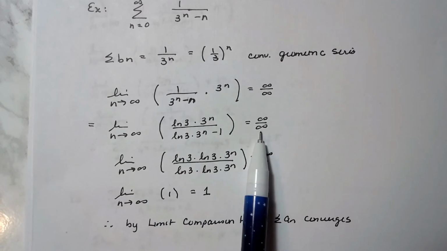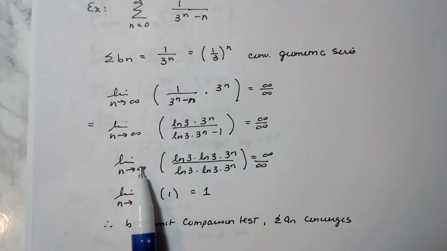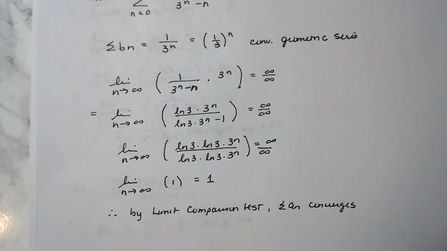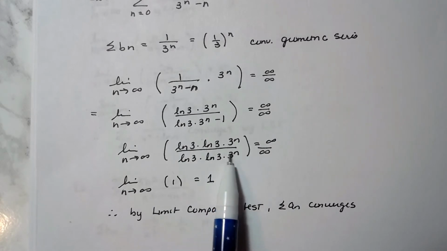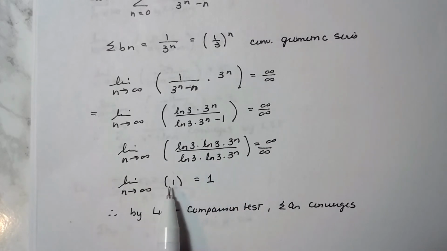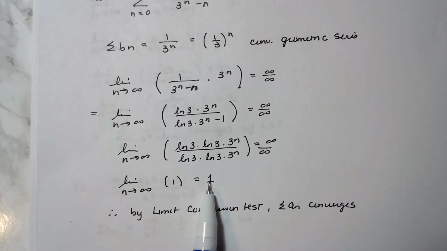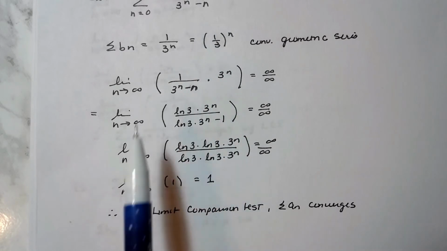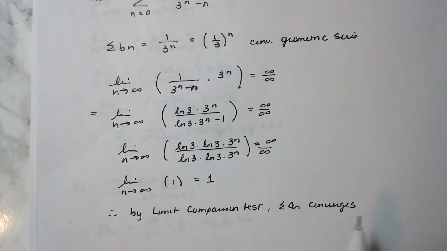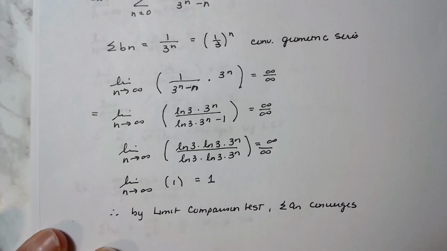I still have indeterminate form. So I used L'Hopital's rule again, and at this point here, everything top and the bottom cancels, and we get the limit of 1, which is 1, okay? 1 is a positive finite number, and so therefore the original series 1 over 3 to the n minus n will converge by the limit comparison test.